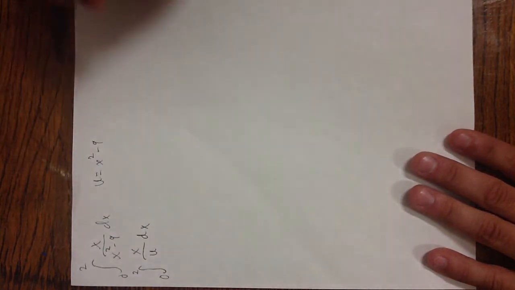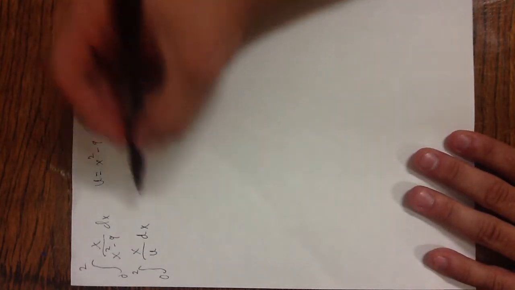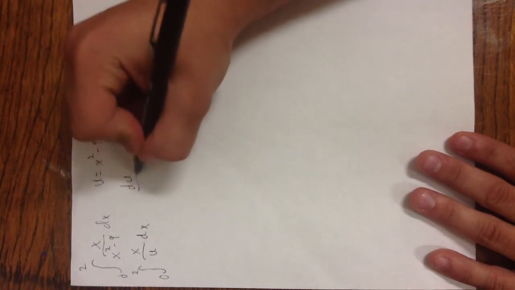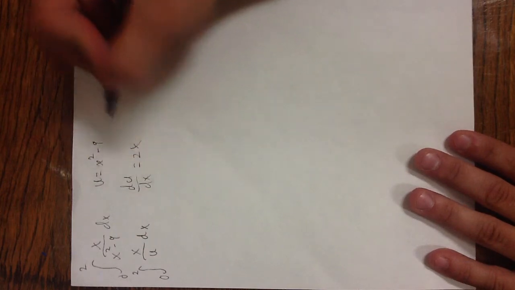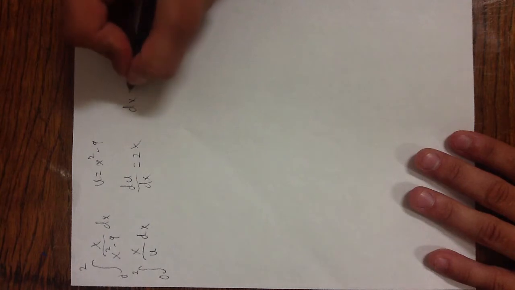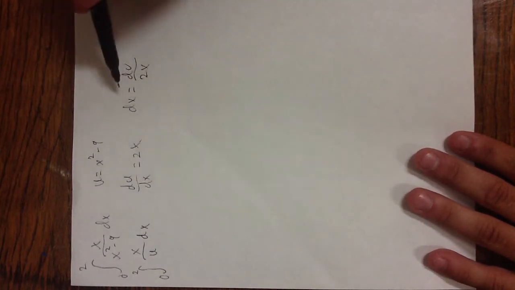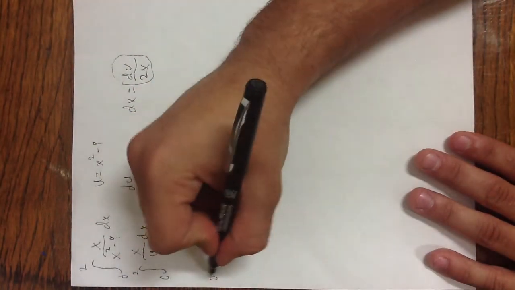And then we are going to solve for dx so we can use the integral because the variables have to match. So du dx is the derivative of this, which is 2x. So then we need to solve for dx. So dx equals du over 2x. And then we substitute this in for dx just like before.